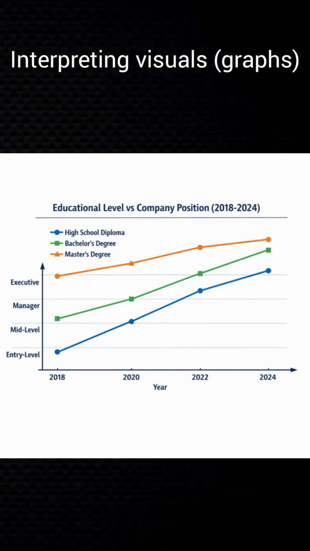And you are also given a key or a legend which explains the colors or any symbols that are used in the graph. In this case, we have blue for the high school diploma, green for a bachelor's degree, and orange for a master's degree.